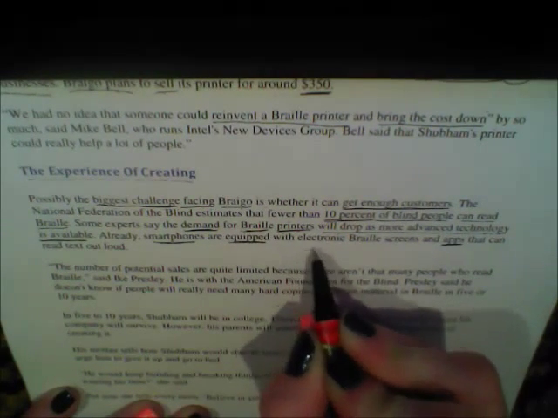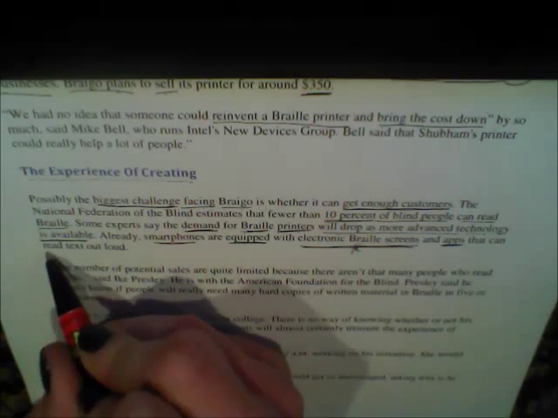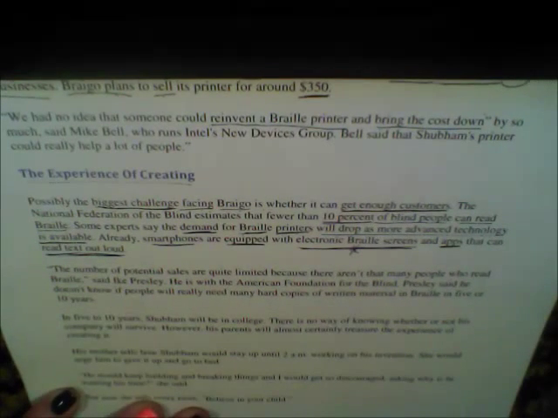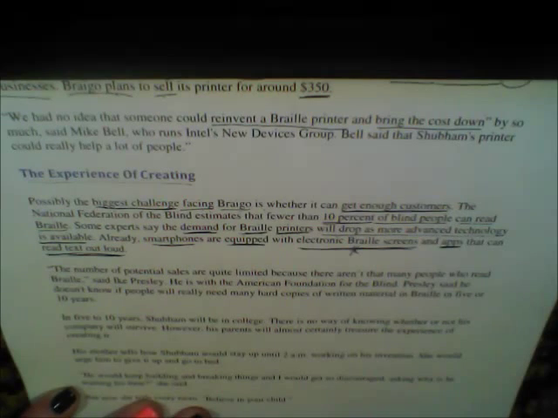Already, smartphones are equipped with electronic Braille screens and apps that can read text out loud. So that might be a problem. Do we really need the Braille printers when we have these new apps? And I'm going to underline that. So smartphones are equipped. That means they have electronic Braille screens. I don't know. That might be something I want to go back and research and see what an electronic Braille screen is. And apps that can read text out loud. Now, I know in my phone I already have Siri and she can do that. So I can see this being a problem for his company.